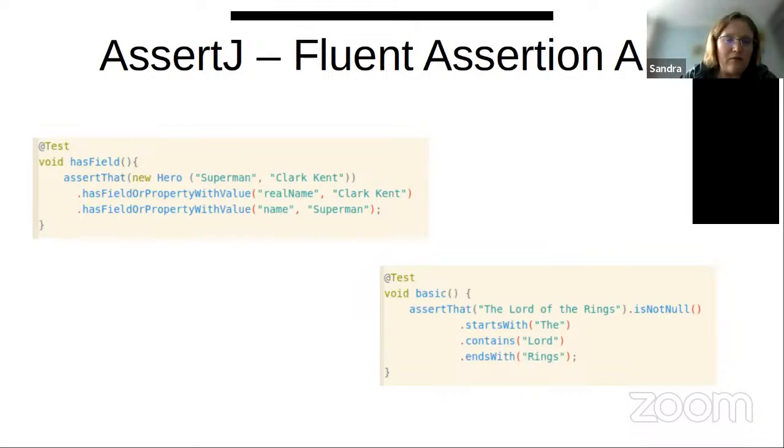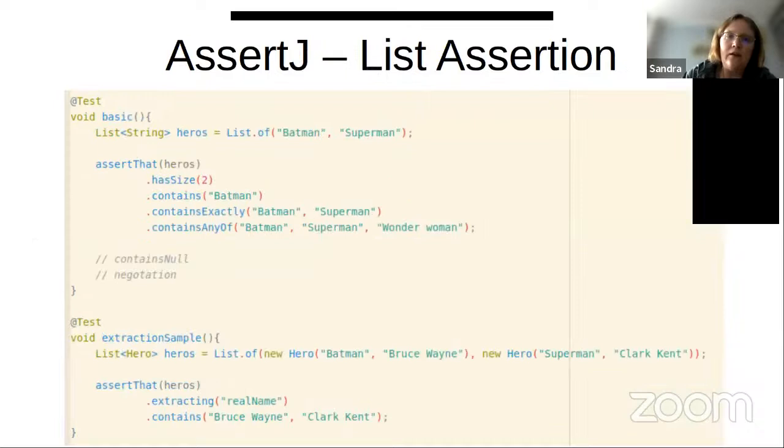So maybe I have an object like here, hero, and I can test if some properties are set, or I have a string, so I can test many assertions in a row. I don't need to create boilerplate code to test it on one object. In this way, I have the string, and I can test many aspects like isNotNull, startsWith, contains, endsWith, and so on.